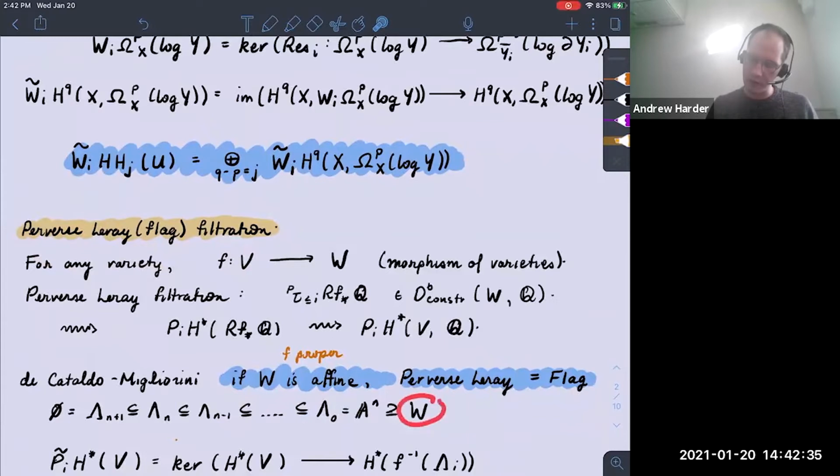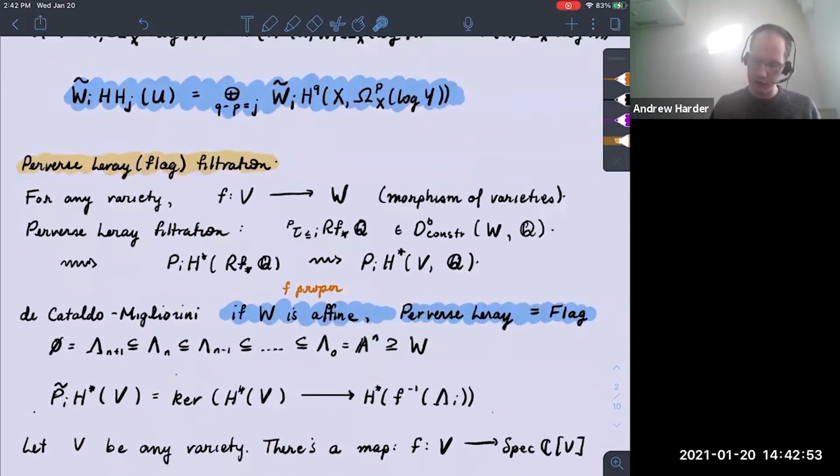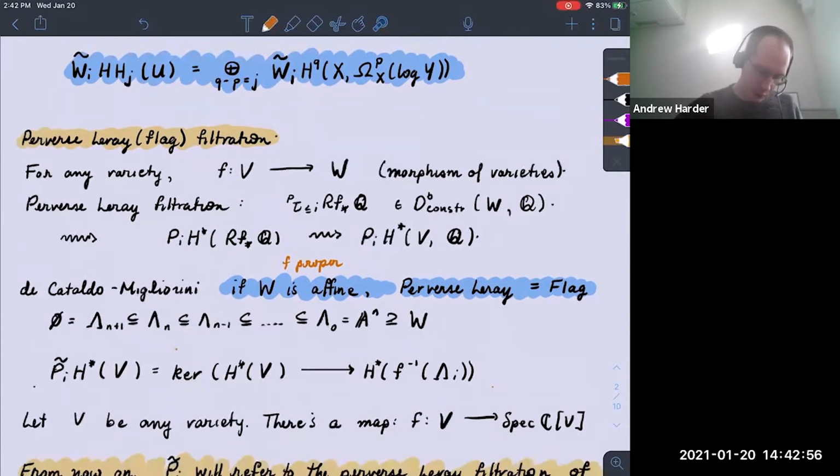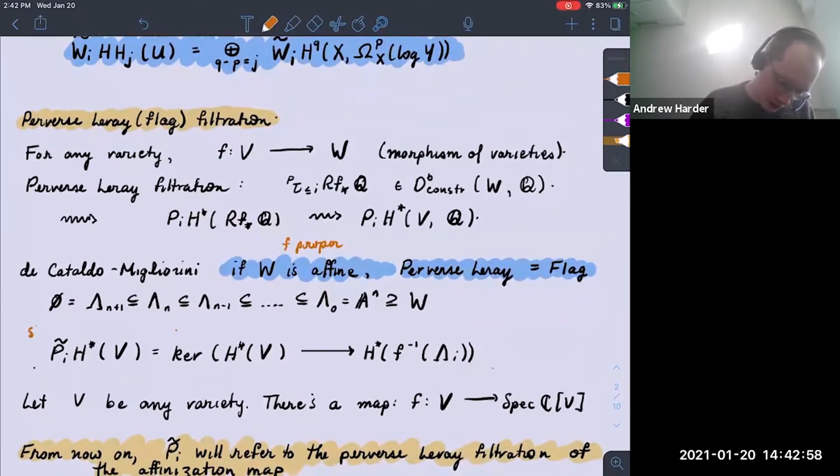So this means that if I embed W inside of some affine space, and I build a linear flag inside of that affine space, I can compute the perverse filtration by taking restrictions to the pre-images of each of these linear subspaces. Right, so here's the filtration that I want to define. I should point out that this is just a shift of the perverse Leray filtration. I think I maybe got the index wrong here, but it's not a big deal. It can be computed just by restricting cohomology groups to the cohomology groups of the pre-images of these linear sections.